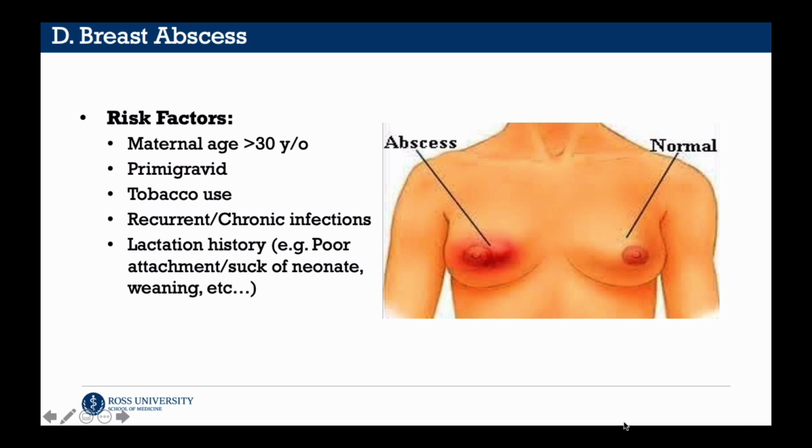Now, let's talk about breast abscess. This is a painful collection of pus that forms in the breast. What are some risk factors? Age over 30 years old, first pregnancy, tobacco use, having recurrent or chronic infections. Lastly, lactation history. For example, if there is poor attachment or sucking of the neonate.